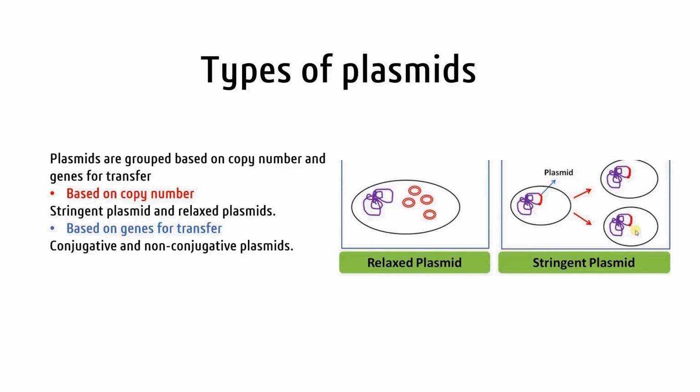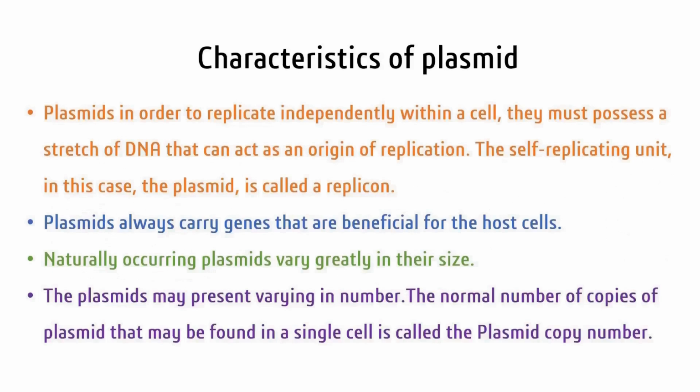Based on the gene transfer, they are classified into conjugative and non-conjugative plasmids. The conjugative plasmids carry a set of transfer genes, the genes that facilitate bacterial conjugation. And the non-conjugative plasmids do not possess any such genes. Along with this, F plasmids and R plasmids are another group of plasmids. The F plasmids possess genes for their own transfer from one cell to another, while R plasmids carry genes resistant to antibiotics.